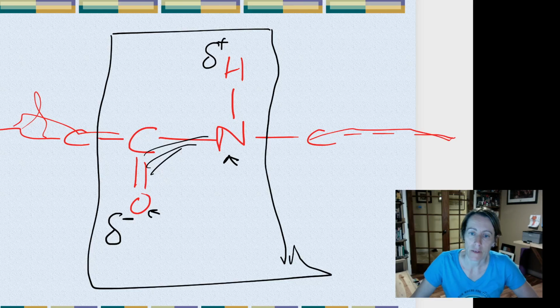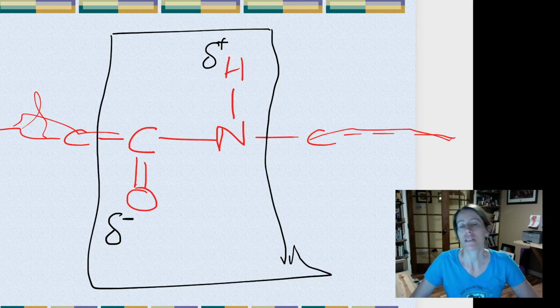So if I take out all my junk here, didn't mean to lose the O. Let's put that back. All right. So in a peptide bond, like the structure I've drawn here, you always get a slightly negative charge on the oxygen and a slightly positive charge on the hydrogen. That's a really important thing to remember. You get it on every single peptide bond.